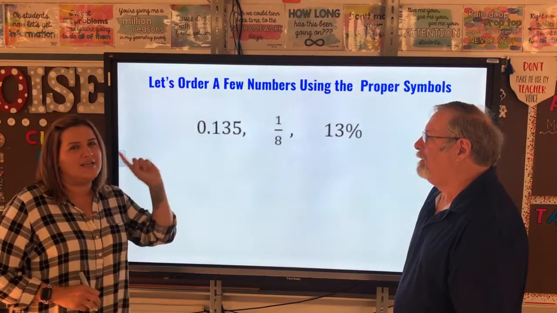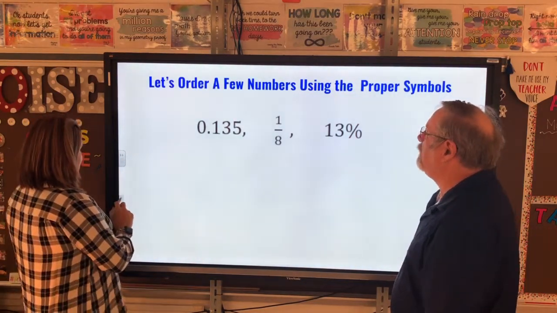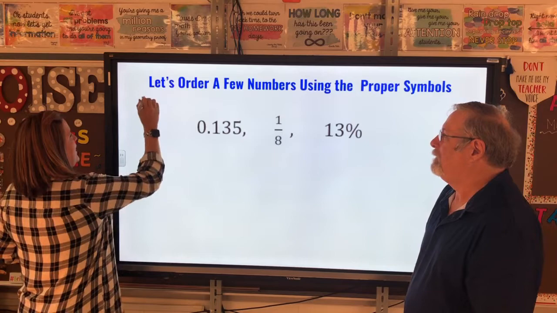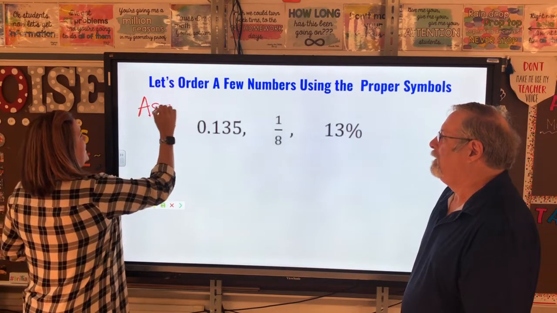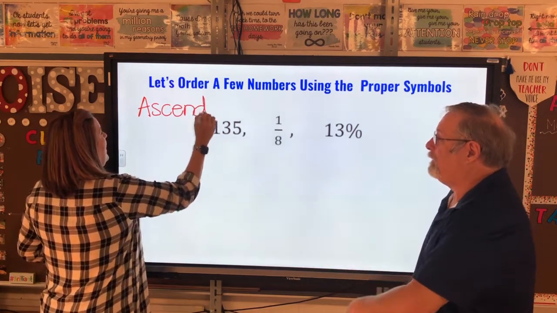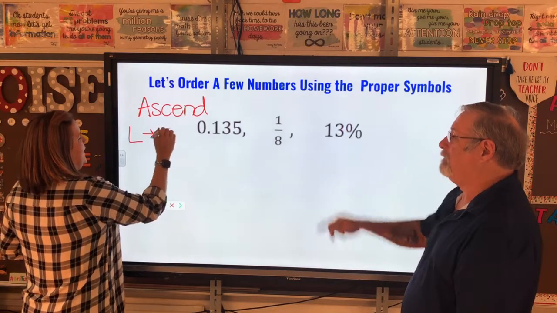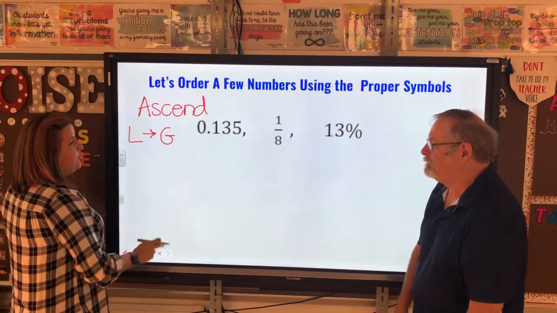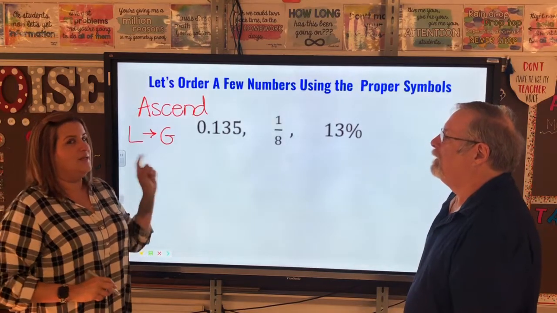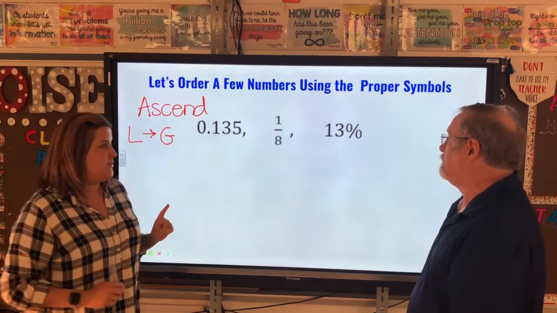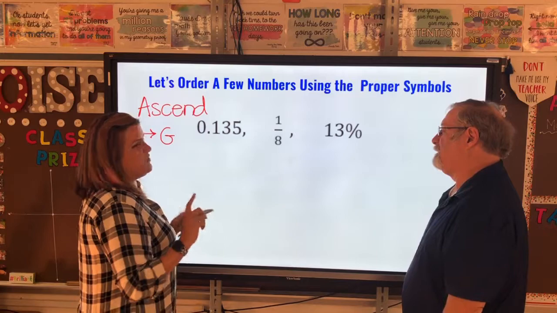Should we do ascending or descending? Let's do ascending. Okay, so if we were to ascend, ascend means to go up. We ascend upward. Least to greatest, right? So I'm going to rewrite these numbers as decimals. I'm going to start with the easiest one.